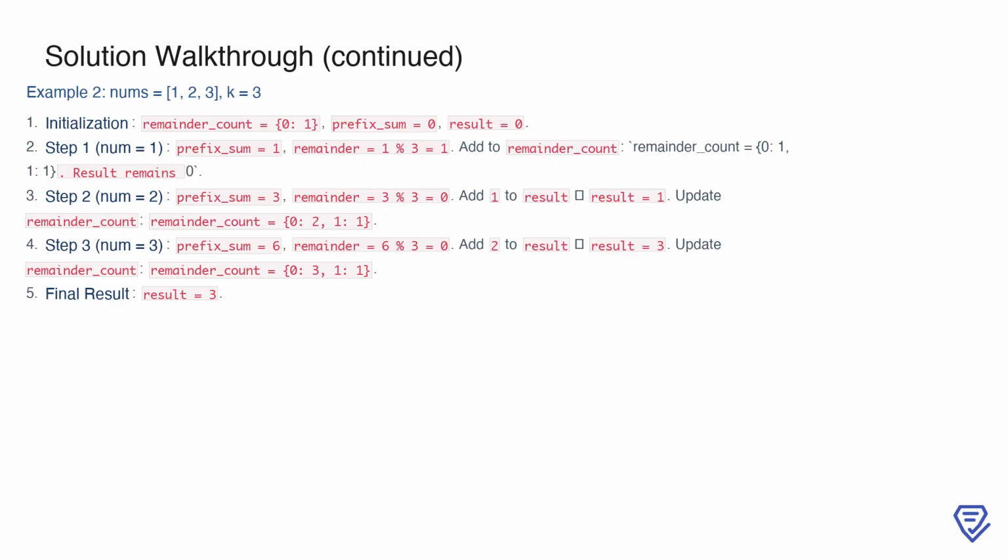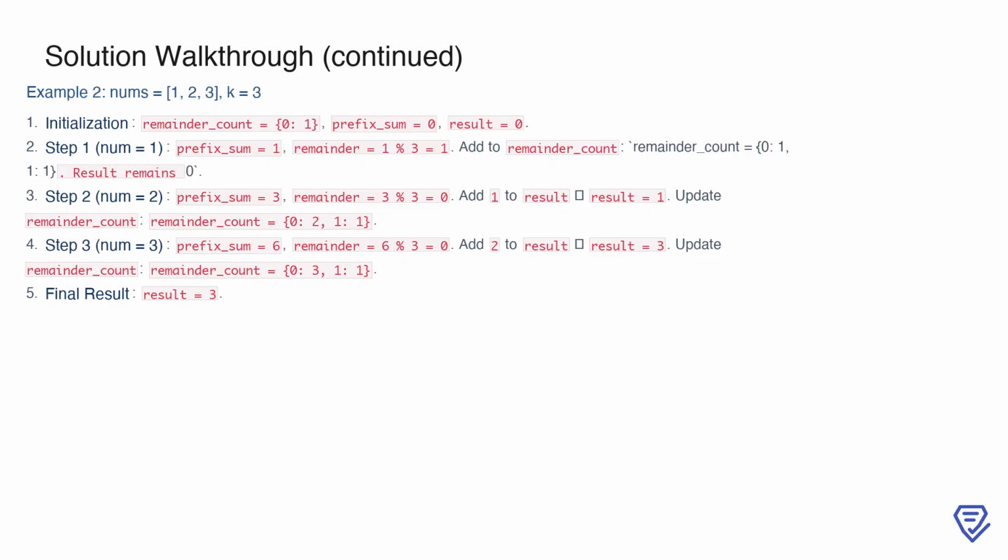Next, for 2, adding it to prefix_sum gives 3, and the remainder of 3 % 3 is 0. Since 0 already exists in remainder_count with a count of 1, we add 1 to result, making it 1. We then update remainder_count to {0: 2, 1: 1}.